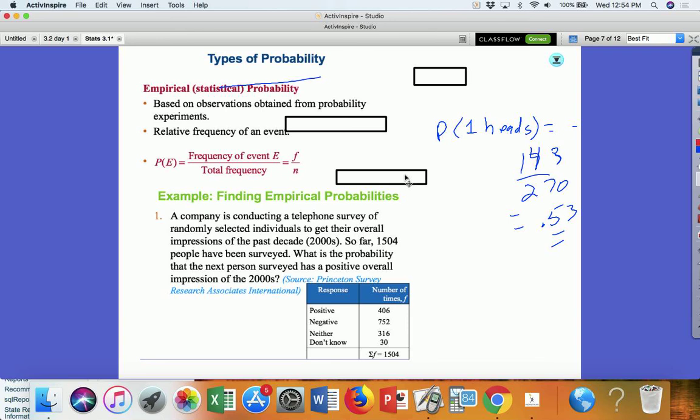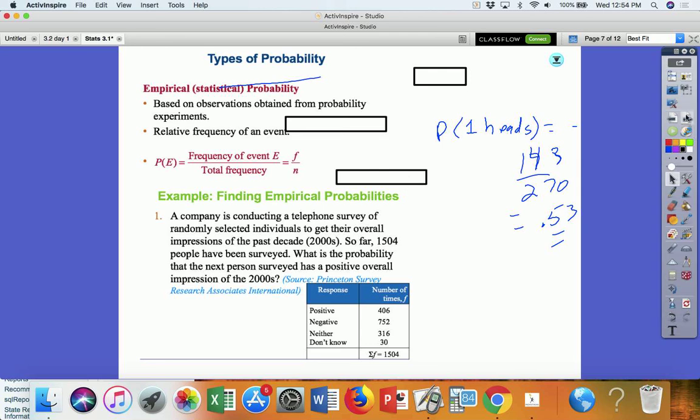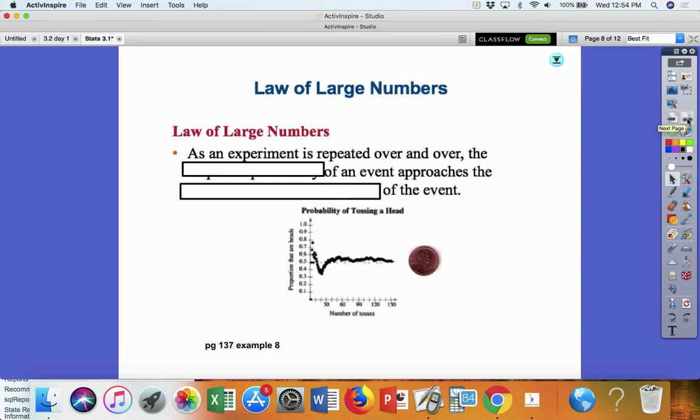Why aren't they the same? Well, because it's theory and practice. Theory and practice aren't always going to match. Here's the link between the two, though. Here's the link between theoretical probability and experimental probability.